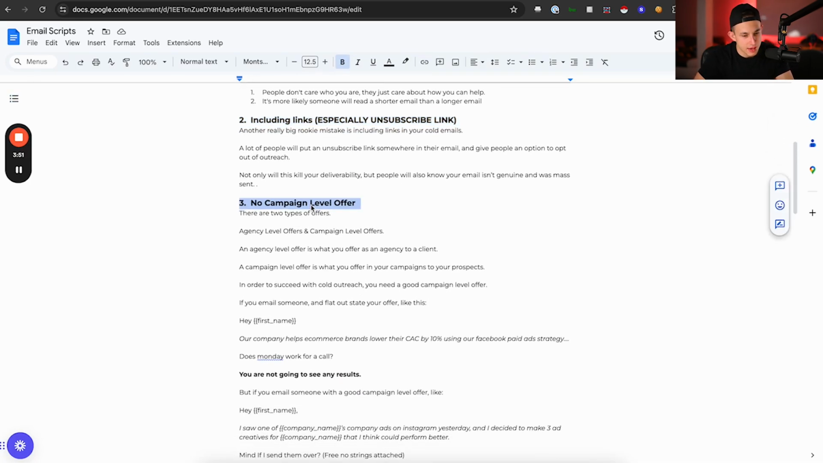Then, no campaign level offer. Now, this is a very important concept that a lot of people don't even know about. It's not that they're messing it up, they just don't know about it.